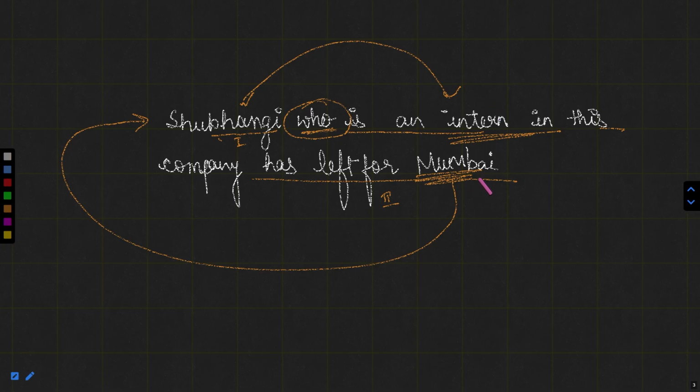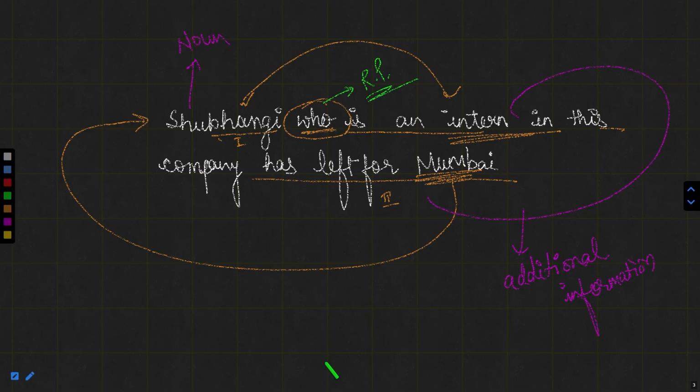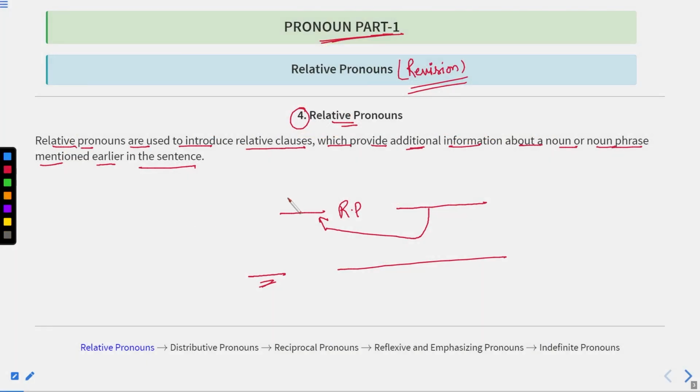Here you can see that all this structure is additional information about the noun which we have mentioned earlier. Okay, so this is the additional information, and this is the noun which we have mentioned in clause 1. Okay, so this thing which you can see over here, this is a relative pronoun. Okay, so relative pronoun is not anything else, but it only relates the two clauses together, where the later clause, it means the clause which is after the relative pronoun, is some additional information about the clause which is before the relative pronoun.